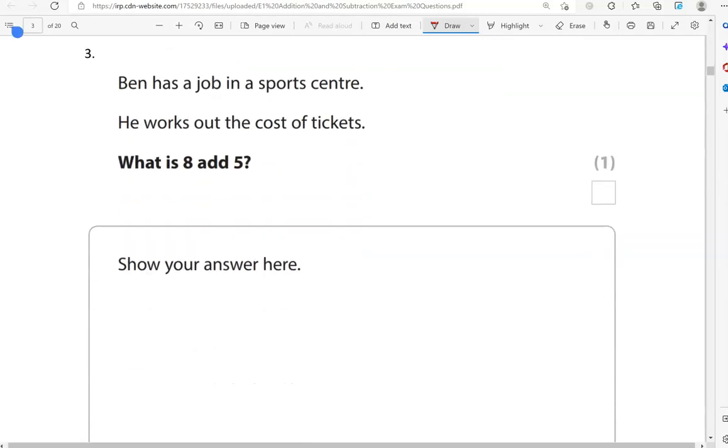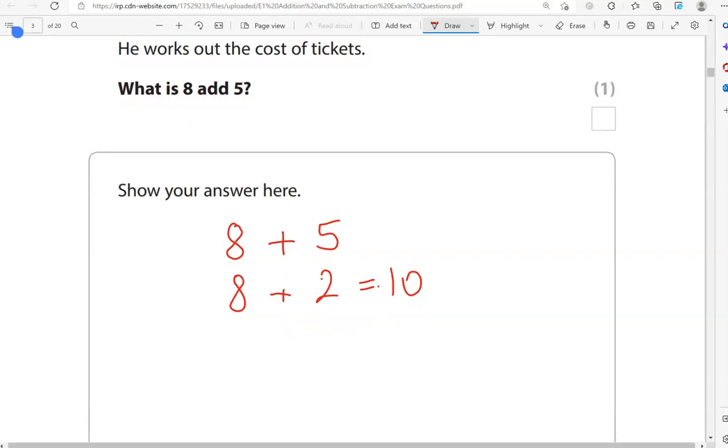Ben has a job in a sports centre. He works out the cost of tickets. What is 8 add 5? Show your answer here. So we have 8 and we're going to add 5. 8, if you add 2 to that, gives you 10. Remember number bonds. 8 and 2 are number bonds to 10. So what do we have left from the 5? We have 3. So 10 now, if I add 3, that gives me 13.